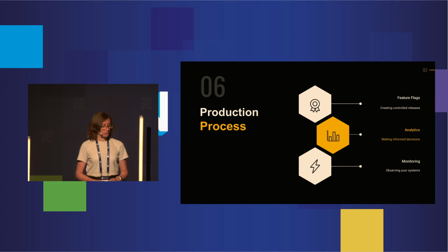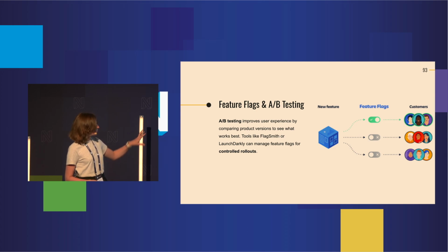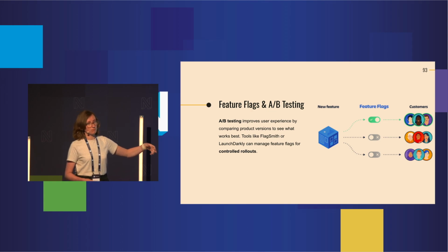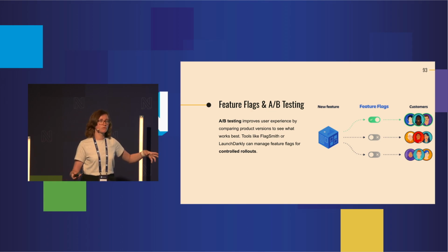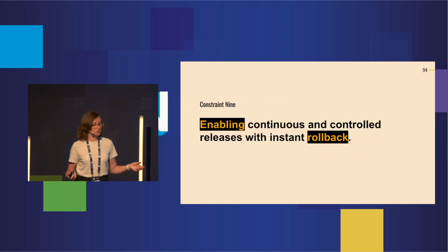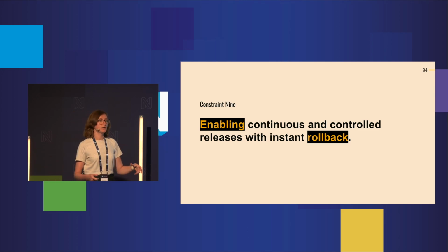And we have the production processes, but I will not go too deeply into that. Basically, it talks a little bit about feature flags that are important if you want to deliver very fast and very continuously. In all the systems I worked on, we used feature flags to already ship code to production, even if the feature was not active. So enabling continuous and controlled releases with instant rollback is very important if you want to deliver in a fast and consistent way.